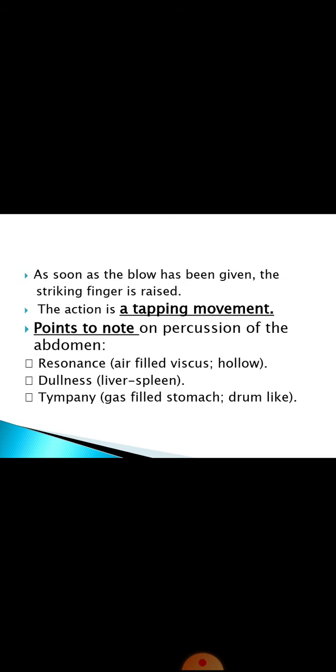During percussion, there are different notes we can hear: either resonance, dullness, or tympany. Resonance can occur over an air-filled viscus. It means hollow. Dullness is heard over the liver or spleen. Tympany is drum-like and it means a gas-filled stomach.